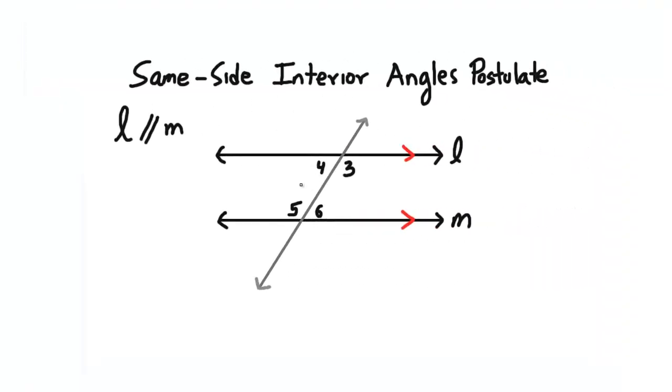Hi everyone. To start off the lesson, we'll take a look at the same side interior angles postulate. And just like before, we have two lines, L and M, and we have a transversal cutting through. But the only difference now is that the two lines L and M are parallel to each other, indicated by the red markings here, the red arrows. So to write it out, we can say that line L is parallel to line M, just like this.